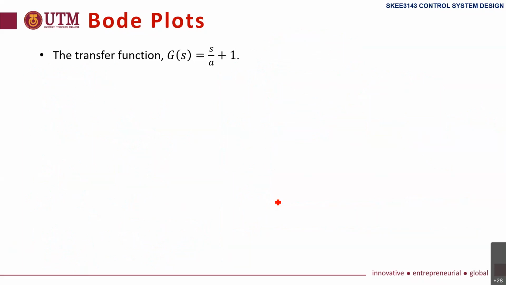Okay, let's move to a more complicated one. This is the normal one, S over A plus 1. You can see that they are written in this form. Usually we have S plus A, but in Bode plots we normally write in this form. Later I will show you why we need this. So in Bode plots, it is normally written in this form, S over A plus 1. So we want this 1.